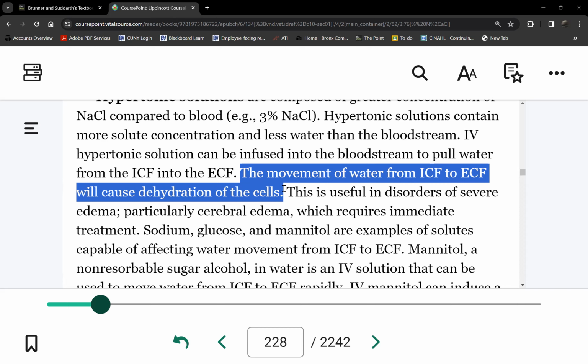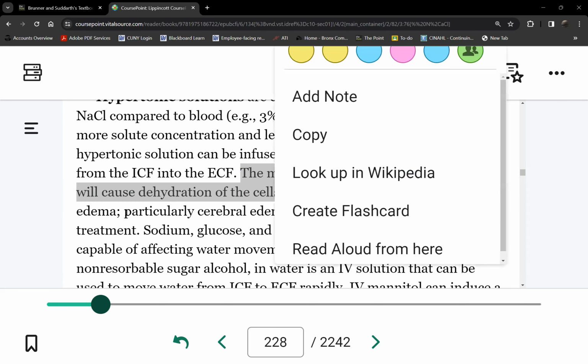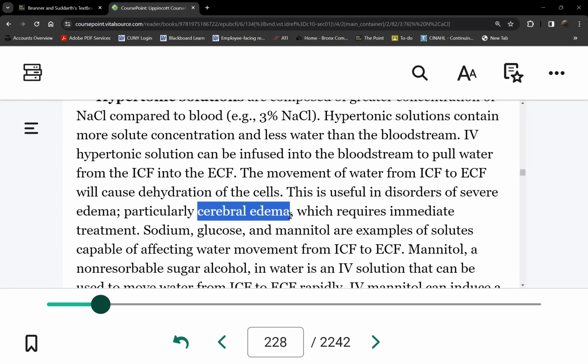Patients with cerebral edema, any edema. Okay. So you may say, why am I giving fluids? This patient already has edema. Remember we said earlier that there are two mechanisms, right? It's either third spacing or hydrostatic pressure. Okay. So in this case, particularly cerebral edema.